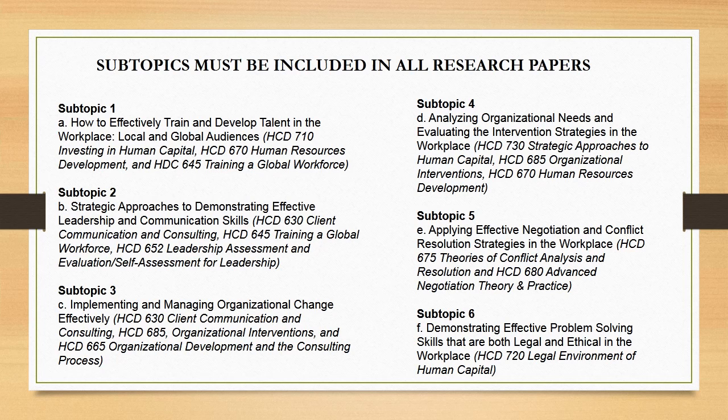So the subtopics that must be included are listed here on the screen, as well as in the assignment section of the course in Canvas. Your research paper must include these 6 subtopics that will demonstrate what you have learned from the course material and the course textbooks from the courses that you have completed in the Human Capital Development Program. You will receive a 2-point deduction for each subtopic that is not included in your research paper.